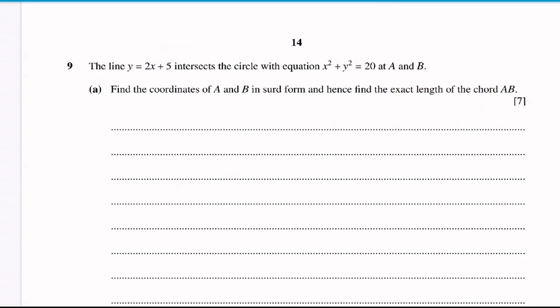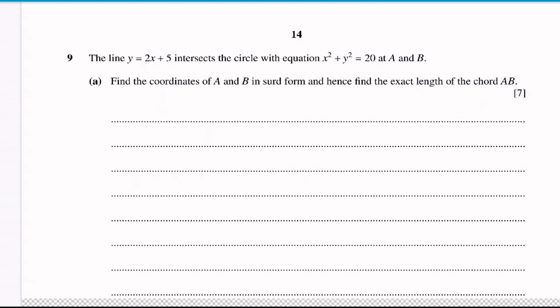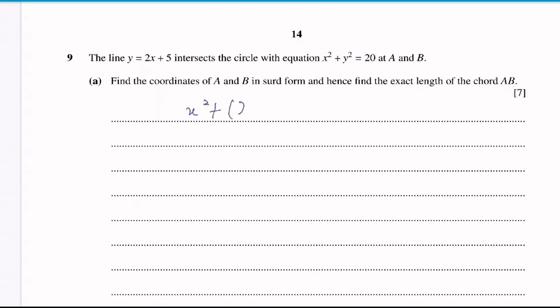The line y equals 2x plus 5 intersects the circle with this equation at A and B. Find the coordinates of A and B in surd form, and hence find the exact length of the chord AB. So they already said it is about the intersection, right? So we substitute the y into the equation of the circle and try to find the x.